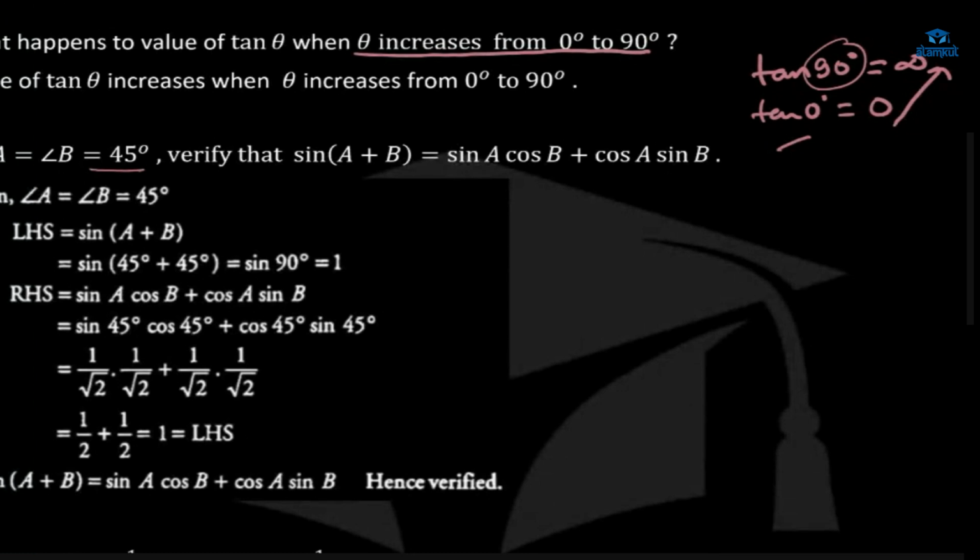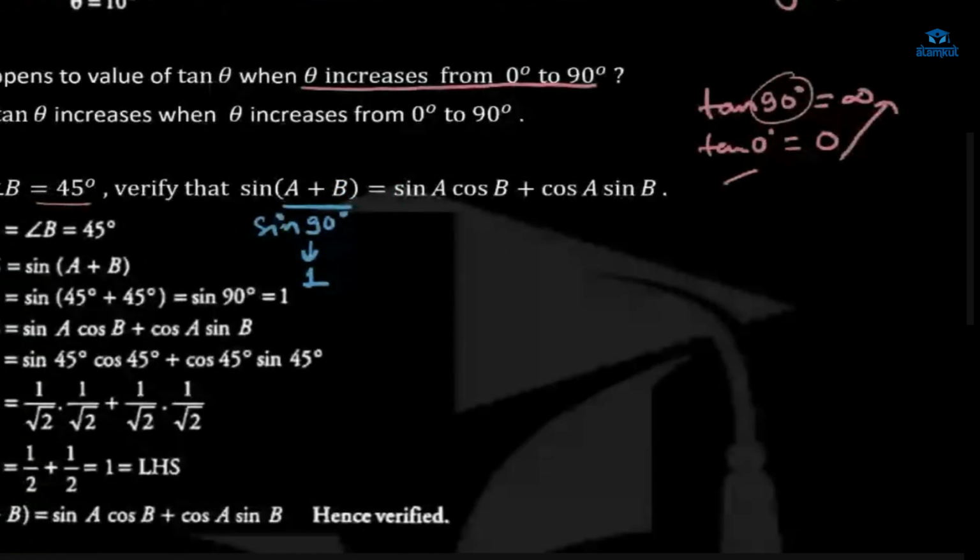This we have to prove if angle A equals angle B. So A plus B is 90, and sine 90 gives us 1. That is the LHS. Now for the RHS, sine A is sine 45, which is 1 by root 2, into cos B, which is 1 by root 2, plus cos A, 1 by root 2, into sine B, 1 by root 2, because sine 45 is equal to cos 45.